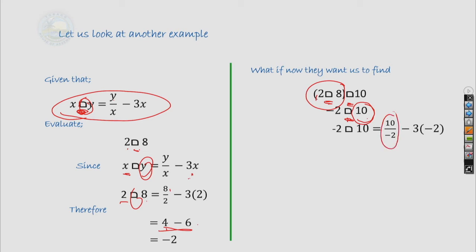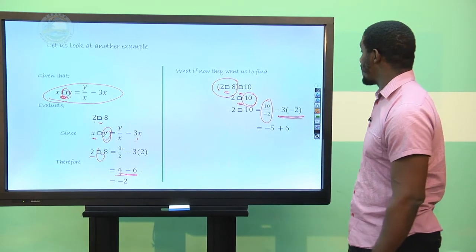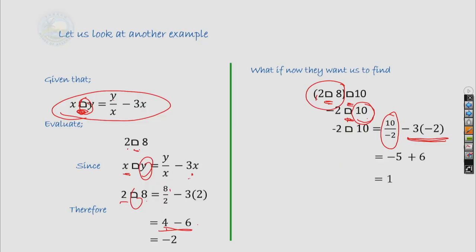10 divided by negative 2, based on my laws of integers, is going to give me negative 5. However, negative 3 times negative 2, signs are the same and I'm multiplying, so the answer is going to be positive 6. So now I have negative 5 plus 6. Once signs are different, we subtract the smaller from the bigger and carry the sign of the bigger number. So that's how we do our binary operations.